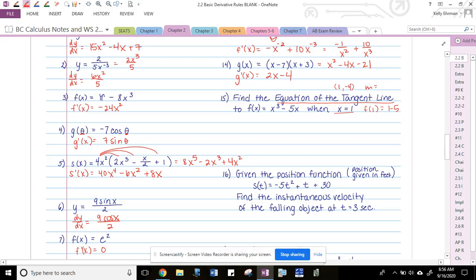Now I just need the slope. I get the slope by finding the derivative. f prime of x is equal to 3x squared minus 5. I need to find the tangent slope at x equals 1, so f prime of 1 equals 3 minus 5, negative 2. So the equation for my tangent line in point slope form is y plus 4 equals negative 2 times x minus 1.